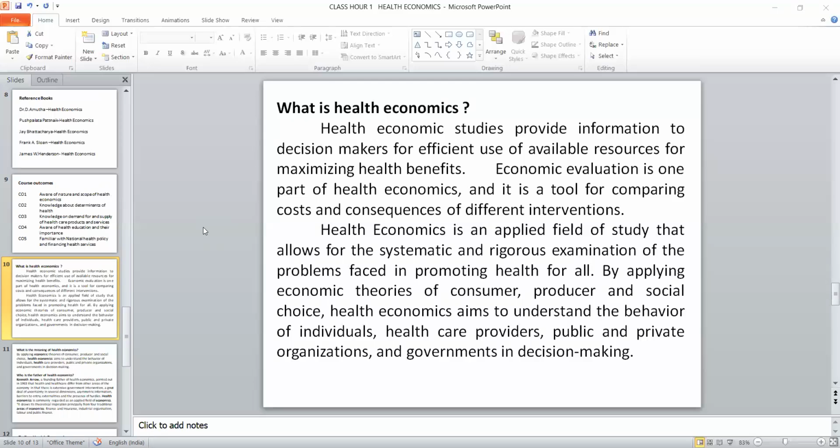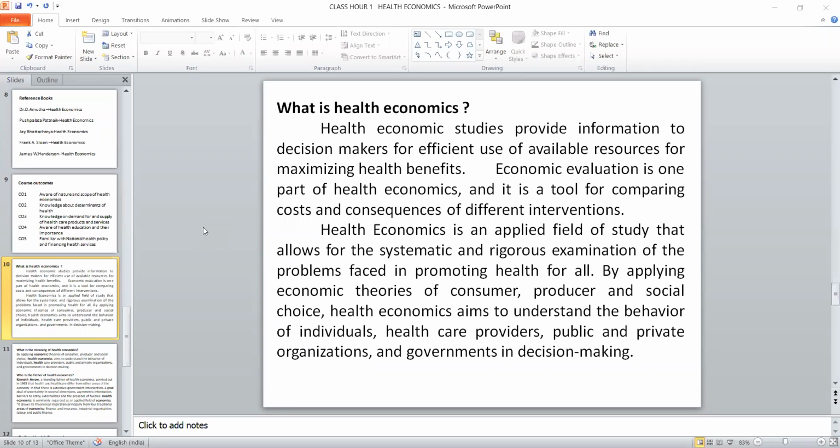Then only our life expectancy will be more. Suppose if you are not bothering about your health, definitely it will affect not only you but also your family. So studying health economics is much more important than anything else. Why? Because health is wealth. So let me give some basic information about health economics. Health economics provides information for the decision maker who has available resources to maximize his health benefit. For that only we are studying this particular subject.